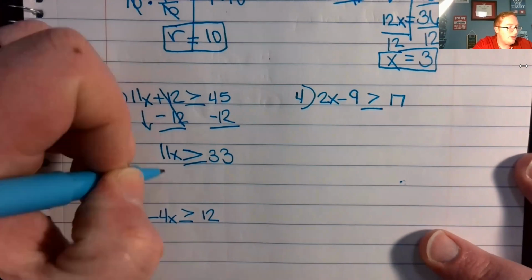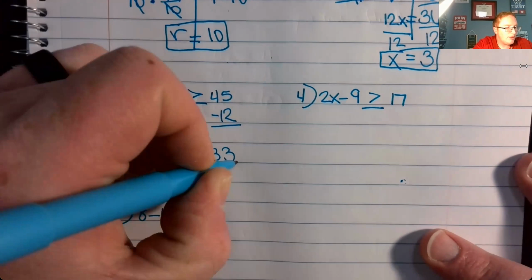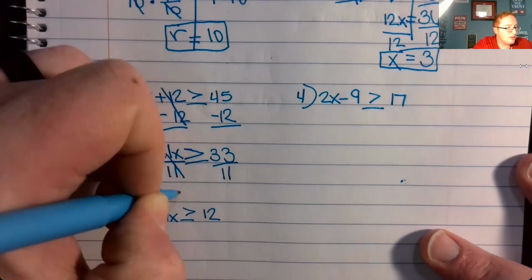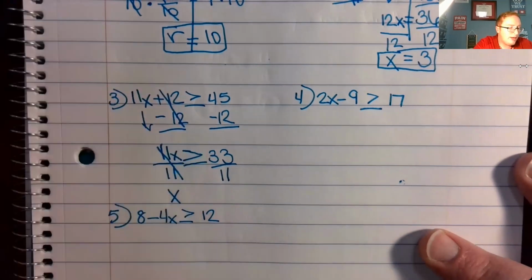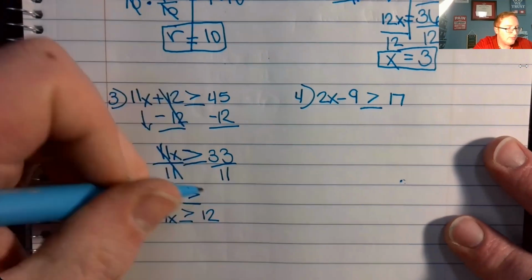Now I divide both sides by 11 to get the x by itself. 11 divided by 11 is 1, so we're good there. And again, I'm just going to bring this symbol down. I did not multiply or divide by a negative number, so I need that. X is greater than or equal to 3.